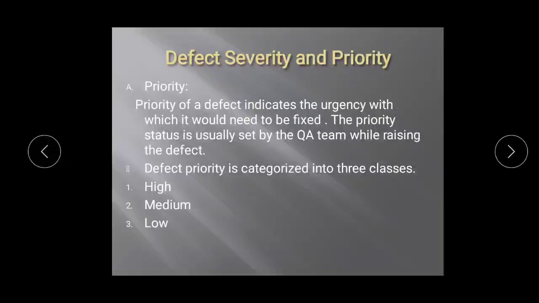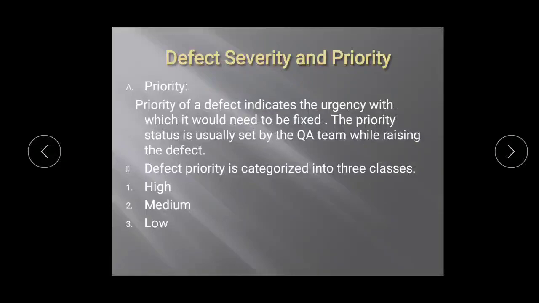First one is priority. The priority of a defect indicates the urgency with which it needs to be fixed. Priority means the urgency, the sequence in which the requirement is urgent. The priority status is usually set by the QA team while raising the defect. Defect priorities are categorized into three classes: high, medium and low.